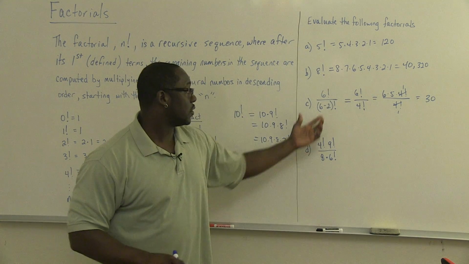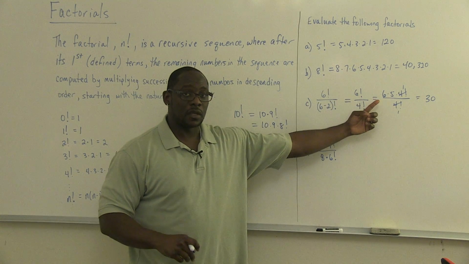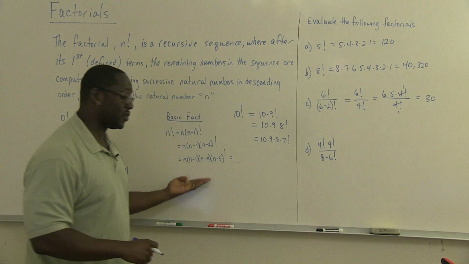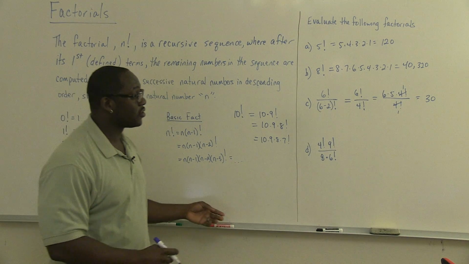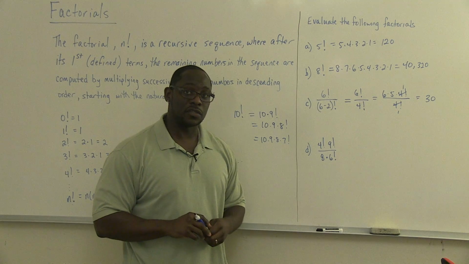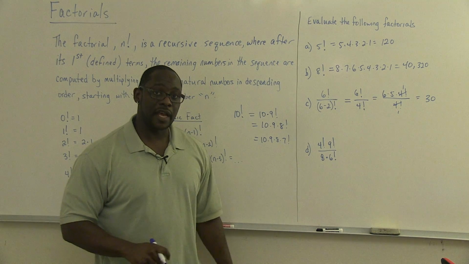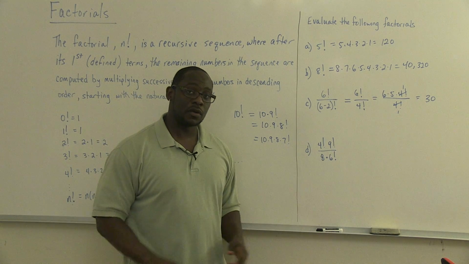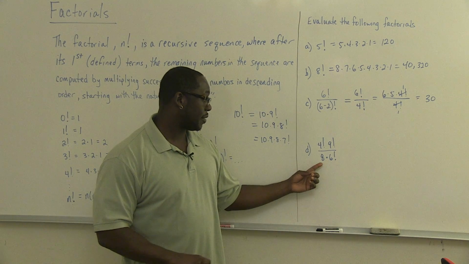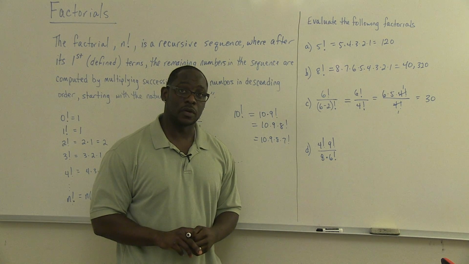Okay? So again, we could have done this the long way, but since we have this basic fact here, we know that we can actually shorten up our calculations here. Now let's work on this last one. So we have 4 factorial times 9 factorial divided by 8 times 6 factorial.